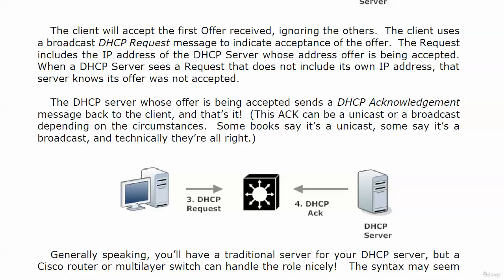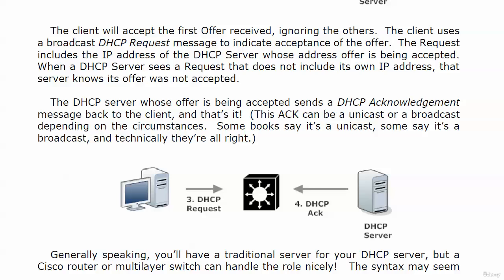Then finally, the DHCP server whose offer is being accepted sends a DHCP ACK message back to the client, and that's really the end of the process. Now, this ACK can be a unicast or a broadcast, depending on the circumstances. This isn't something you're going to need to get into for your CCNP exam, but I would hear that all the time with the CCNA. You know, it's like, well, is it a unicast? Is it a broadcast? Under some circumstances, it's a unicast, some it's a broadcast, so technically everyone is right, and we're just going to leave it right there.